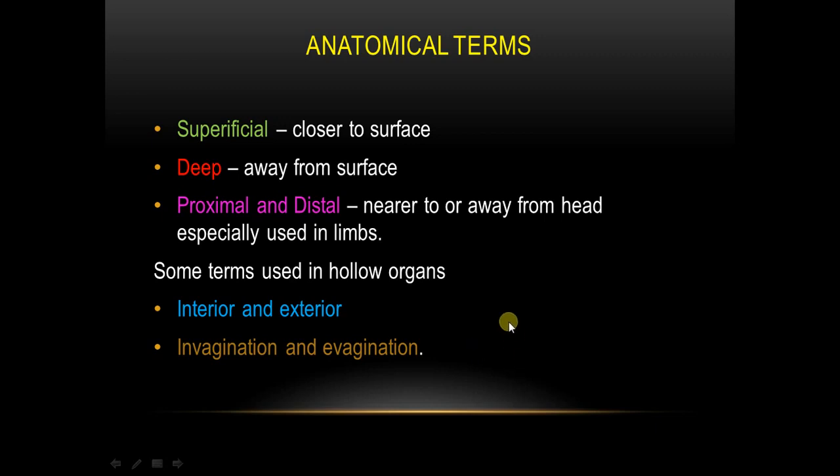Then, with respect to organs, especially hollow viscera, for example, your stomach is a hollow viscus. The uterus is a viscus which has a cavity. So if your viscus has a cavity, then we call it interior and exterior, which is inside of that organ and outside the organ. When there is some projection interiorly, when it projects within, it is called invagination. When something projects outside from the organ, it is called evagination.